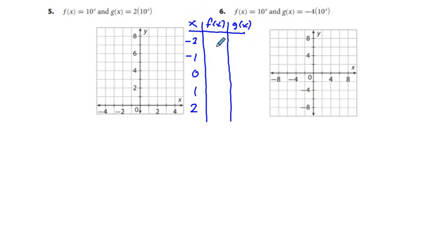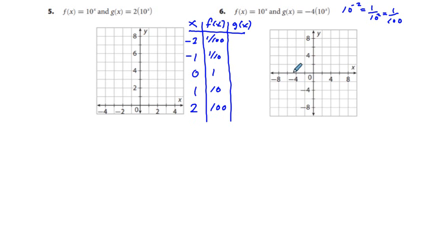And let's go ahead and work that out. So if we plug in -2 for x, for f of x, we get 10 to the -2 power, which is going to be equal to 1 over 10 squared, which equals 1/100th. So 1/100th is going to go right here, and then 10 to the -1 power is going to be 1/10. 10 to the 0 power is 1. 10 to the first power is 10, and 10 squared is going to be 100.